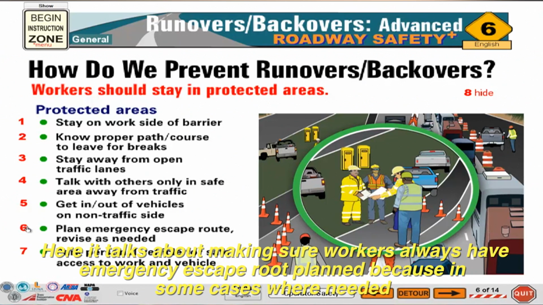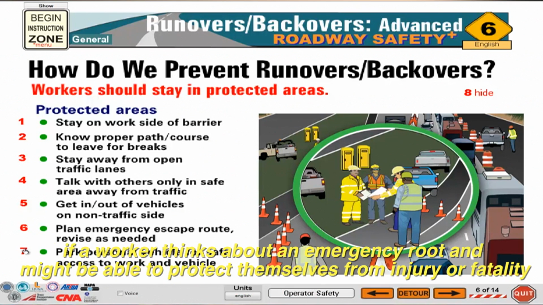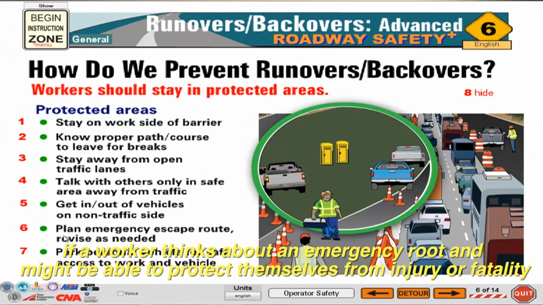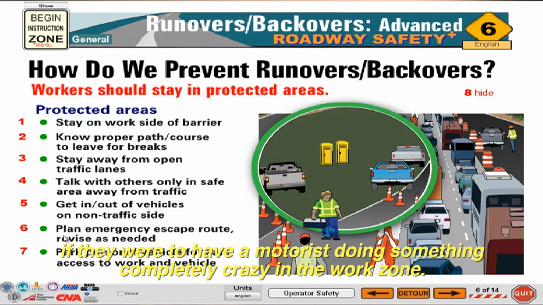Here it talks about making sure workers always have an emergency escape route planned, because in some cases where needed, if a worker thinks about an emergency route, they might be able to protect themselves from injury or fatality if they were to have a motorist doing something completely crazy in the work zone.